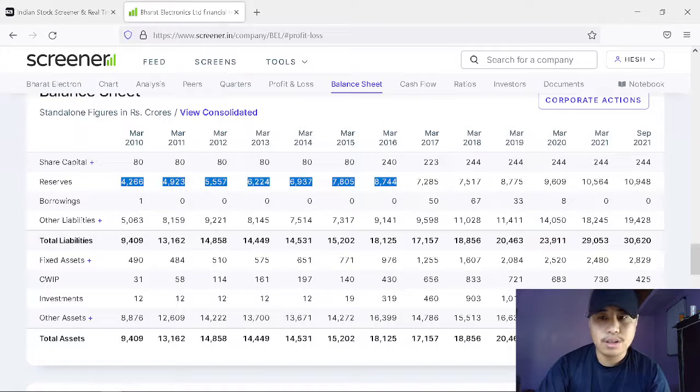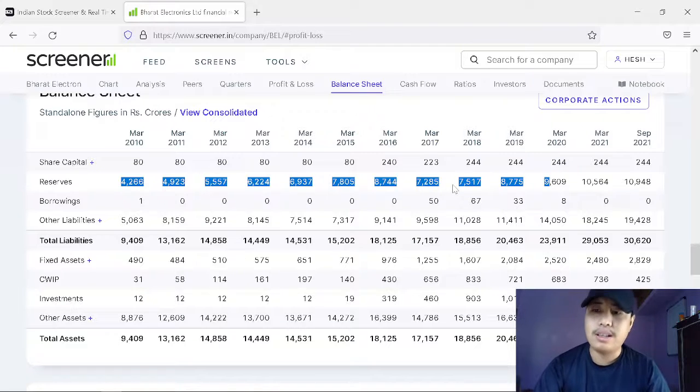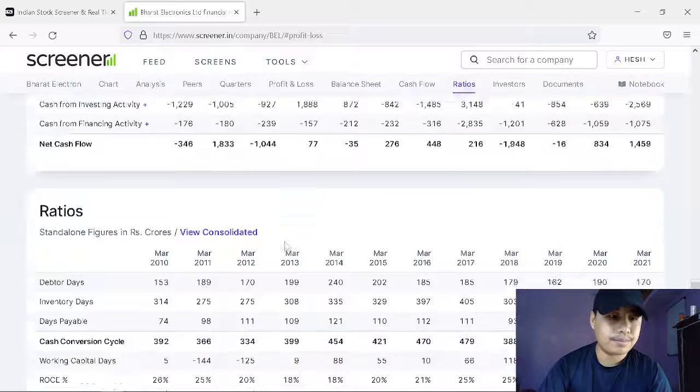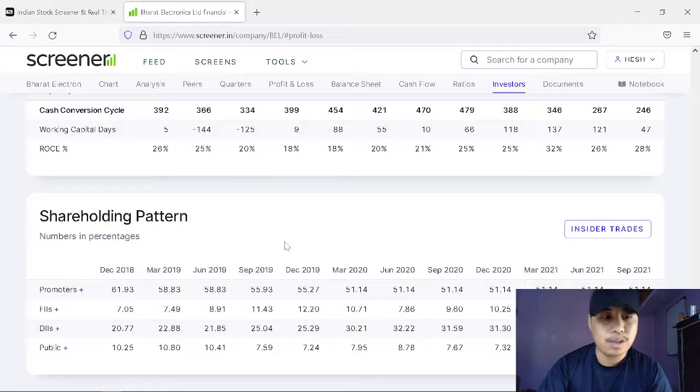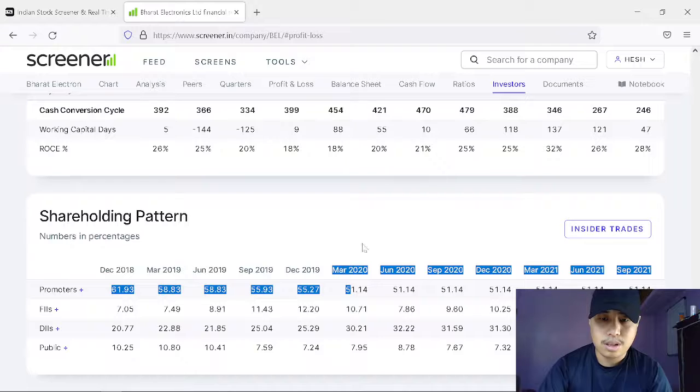If you look at reserves, from 4,000 in 2010, it has reached 10,900 crores as reserve. They don't have any debt and they still have reserves, which means they have free money. This company has free money of 10,948 crores, which is a good sign. Looking at shareholding patterns, promoters hold around 51% as of now, and from March 2020 it has not changed.